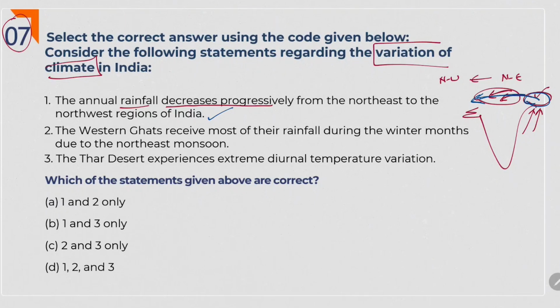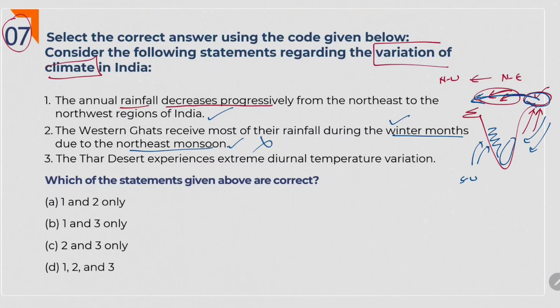And the second one, the Western Ghats receive most of their rainfall during the winter months due to the northeast monsoon. We have discussed this numerous times. The southwest monsoon touches the Western Ghats and creates a high amount of rainfall in the summer season. But here they are saying that they experience rainfall during winter months, that too due to the northeast monsoon. The northeast monsoon comes like this around October, and then rainfall is experienced in the places of Tamil Nadu and Andhra. It never touches the Western Ghats area. So this statement is outright wrong.